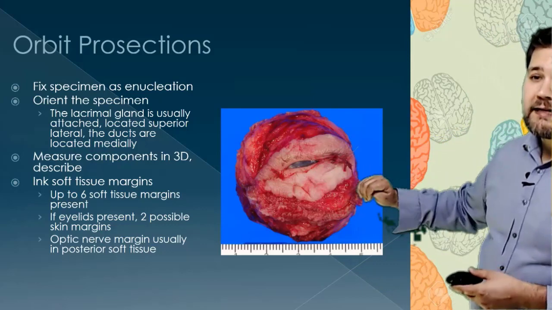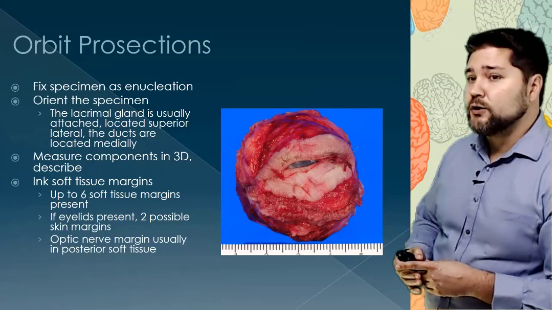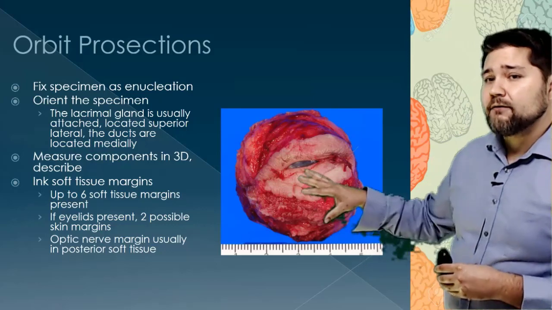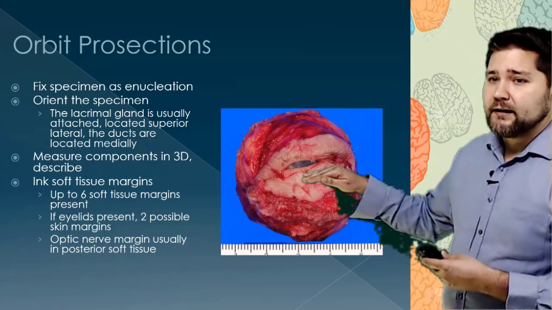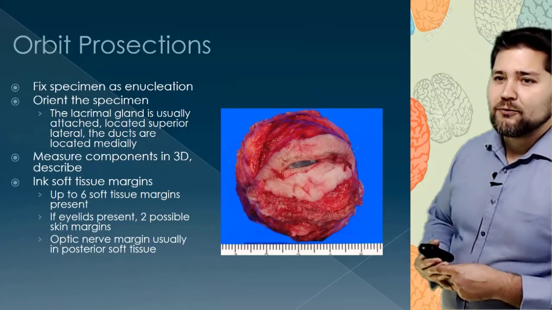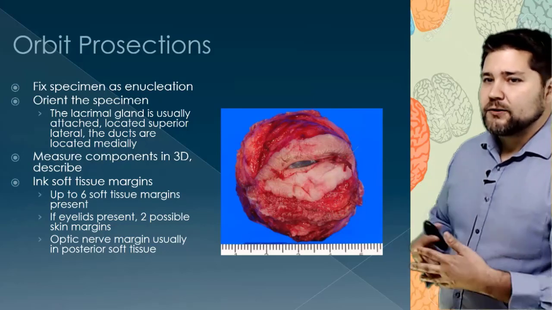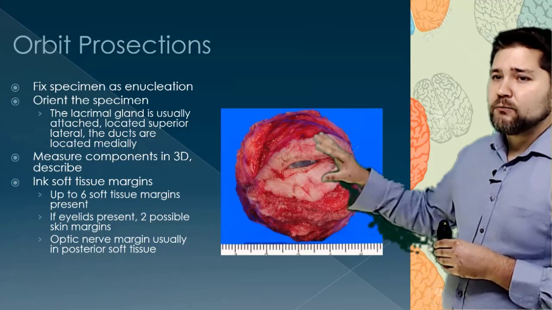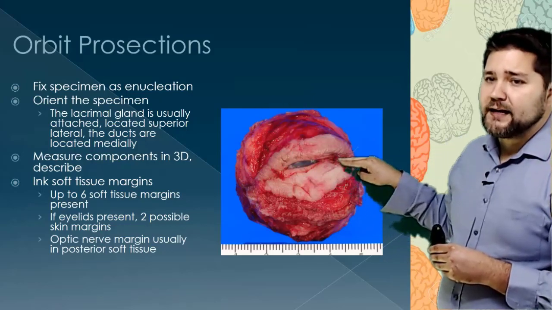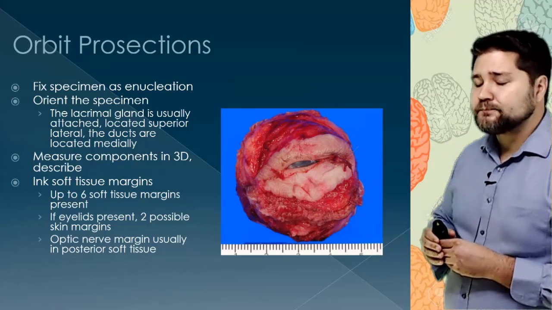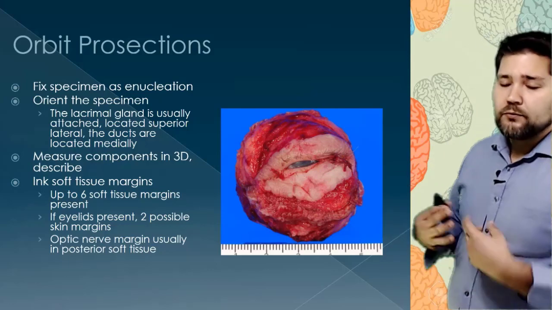I will say these tend to be a lot easier to orient than your enucleations, because usually what you'll do is have something like a lacrimal gland or a suture or something else intact, like eyelashes, that'll help give away your superior aspect or your lateral and medial. So remember, the lacrimal gland should be on the lateral side, the duct should be on the medial side, and you can usually see that in the medial canthus region.